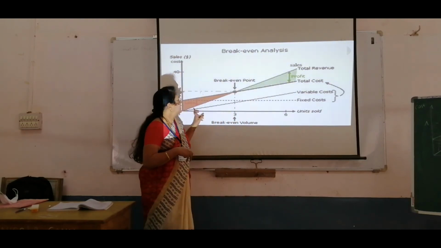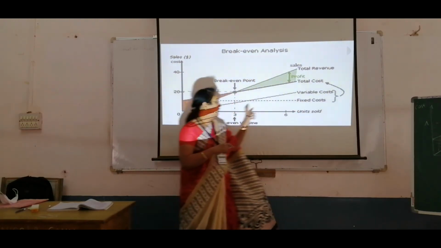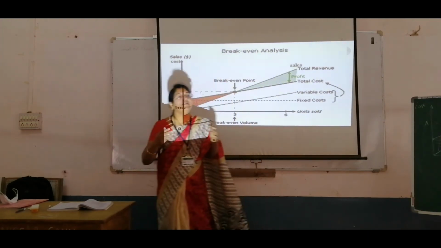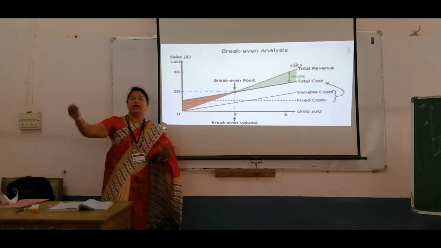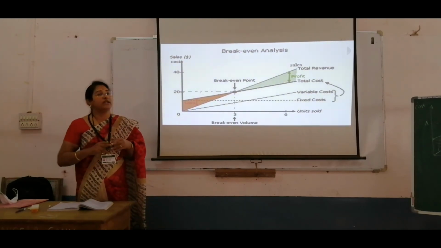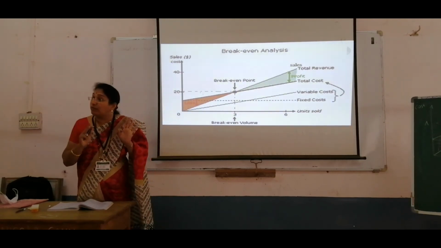Okay, so you can see that the variable cost is varying according to what? According to the volume of production. Volume ಅಂದ್ರೆ quantity. Quantity ಜಾಸ್ತಿ ಆದಾಗ variable cost will vary. But fixed cost ಏನಾಗುತ್ತೆ? Fixed cost will not change with respect to volume of production.